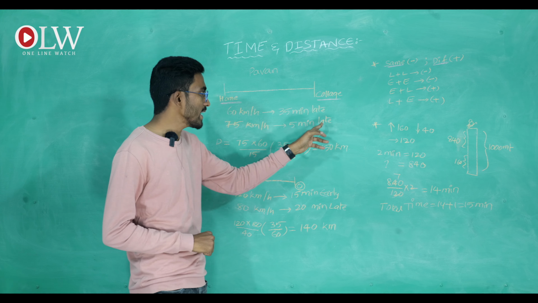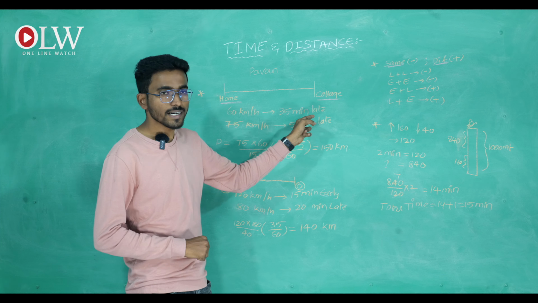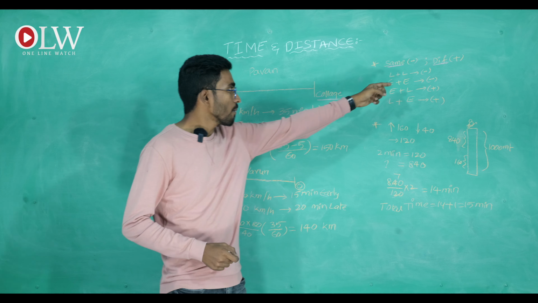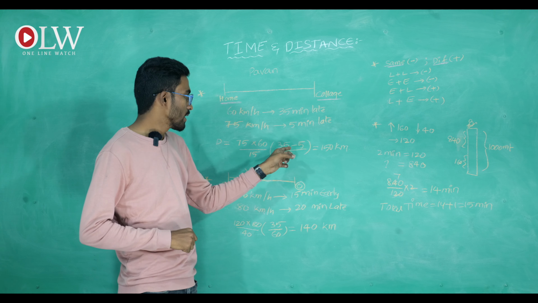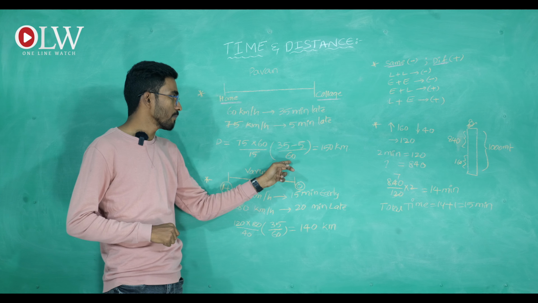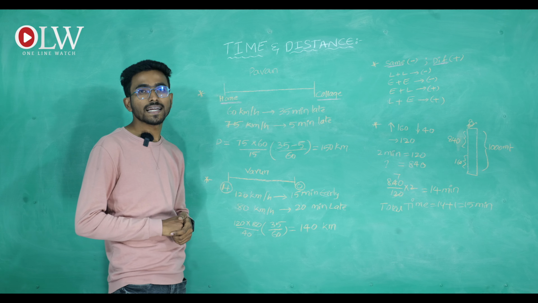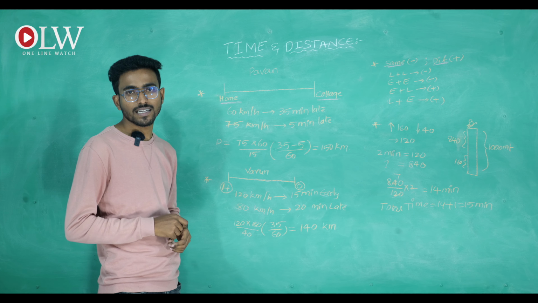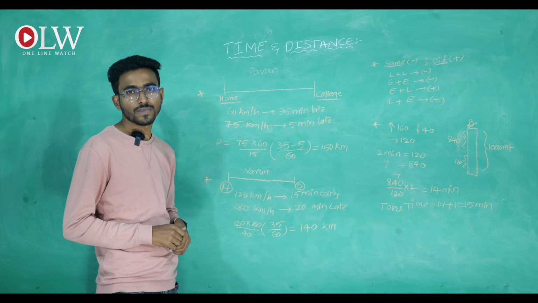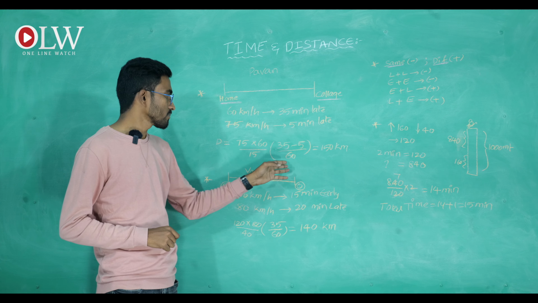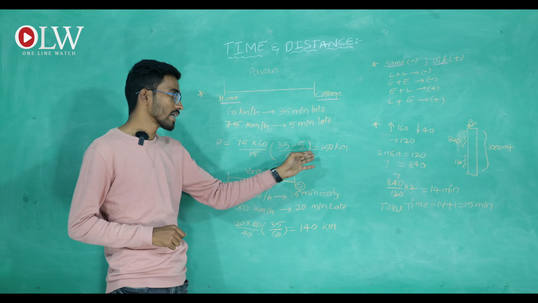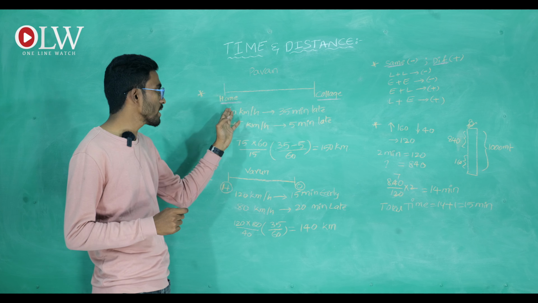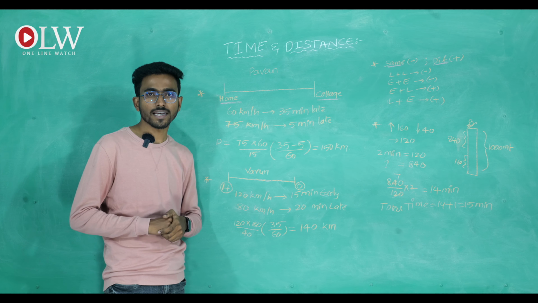I already told you, late and late. If your concept is based on late and late, take the minus symbol here. Take minus: 35 minus 5, by 60. Why 60? Minutes. For every minute there are 60 seconds, for every hour 60 minutes. That's why time is converted by 60. By the calculation of this problem, we get 150 kilometers as the distance. So the distance between home and college is 150 kilometers.